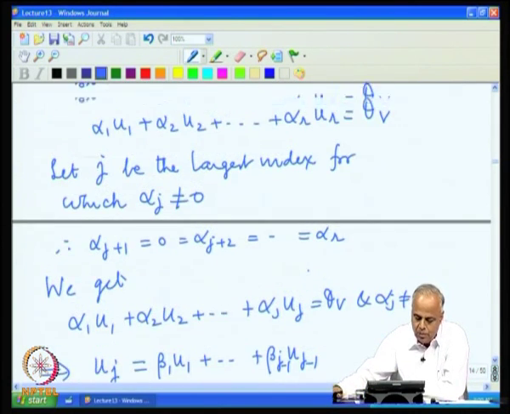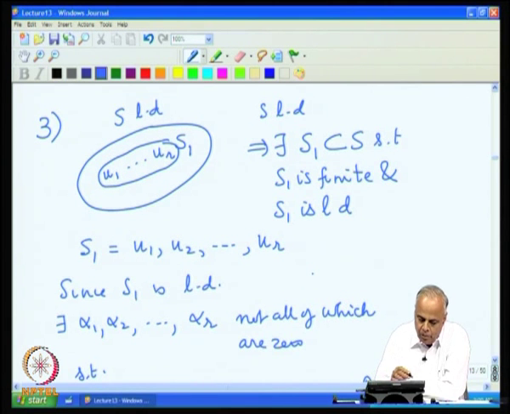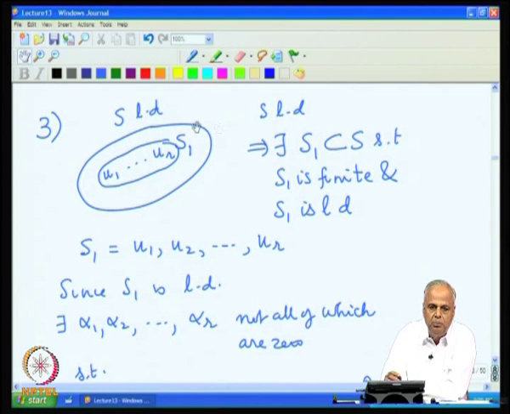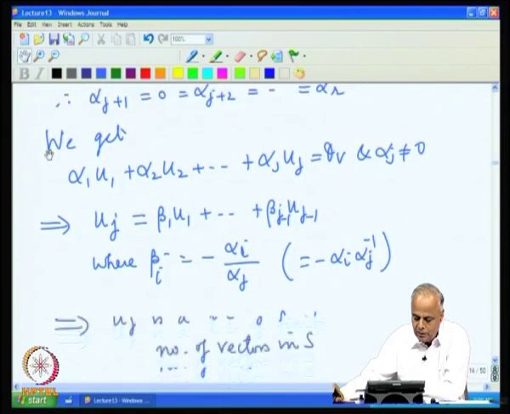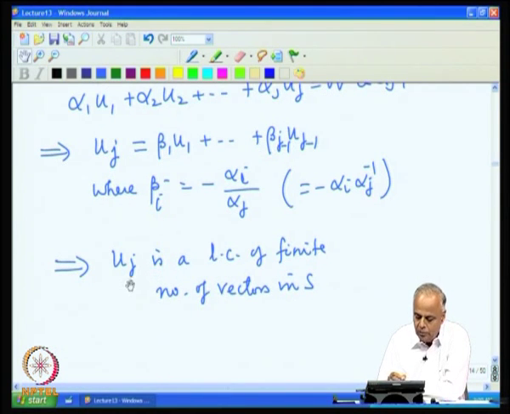So, let us go through what we have done. We have taken a set S and we assumed it is linearly dependent. So, we have a linearly dependent set and therefore, we got a finite subset and therefore, we got a vector which is a linear combination of a finite number of vectors. So, the conclusion is if you start with a linearly dependent set, there will be at least one vector which is a linear combination of a finite number of vectors in S.